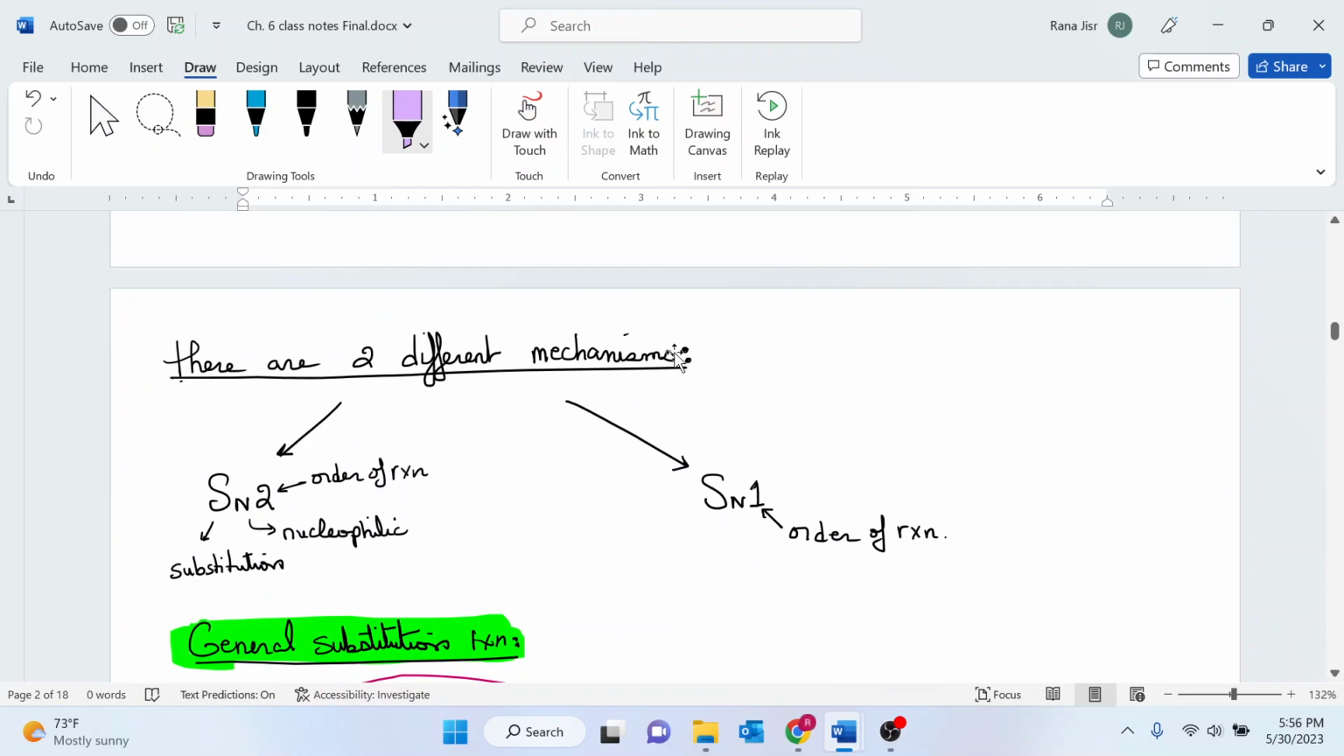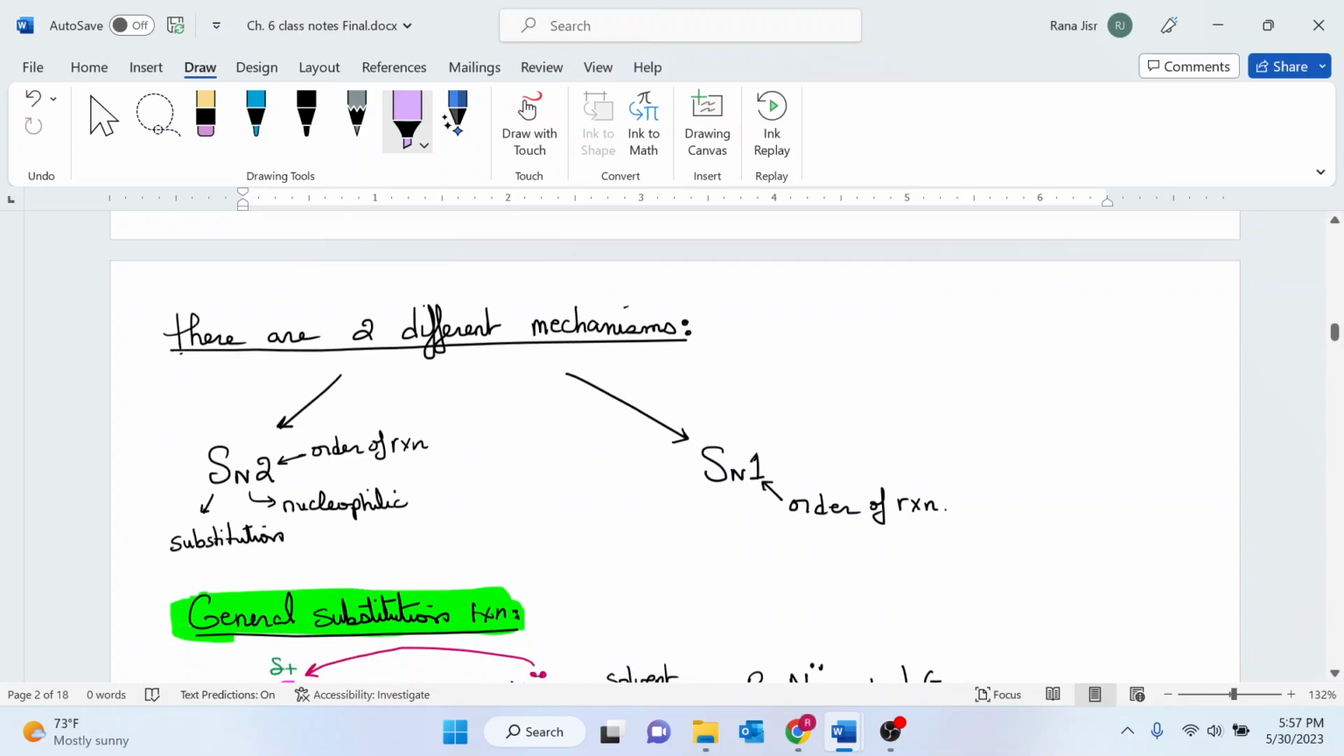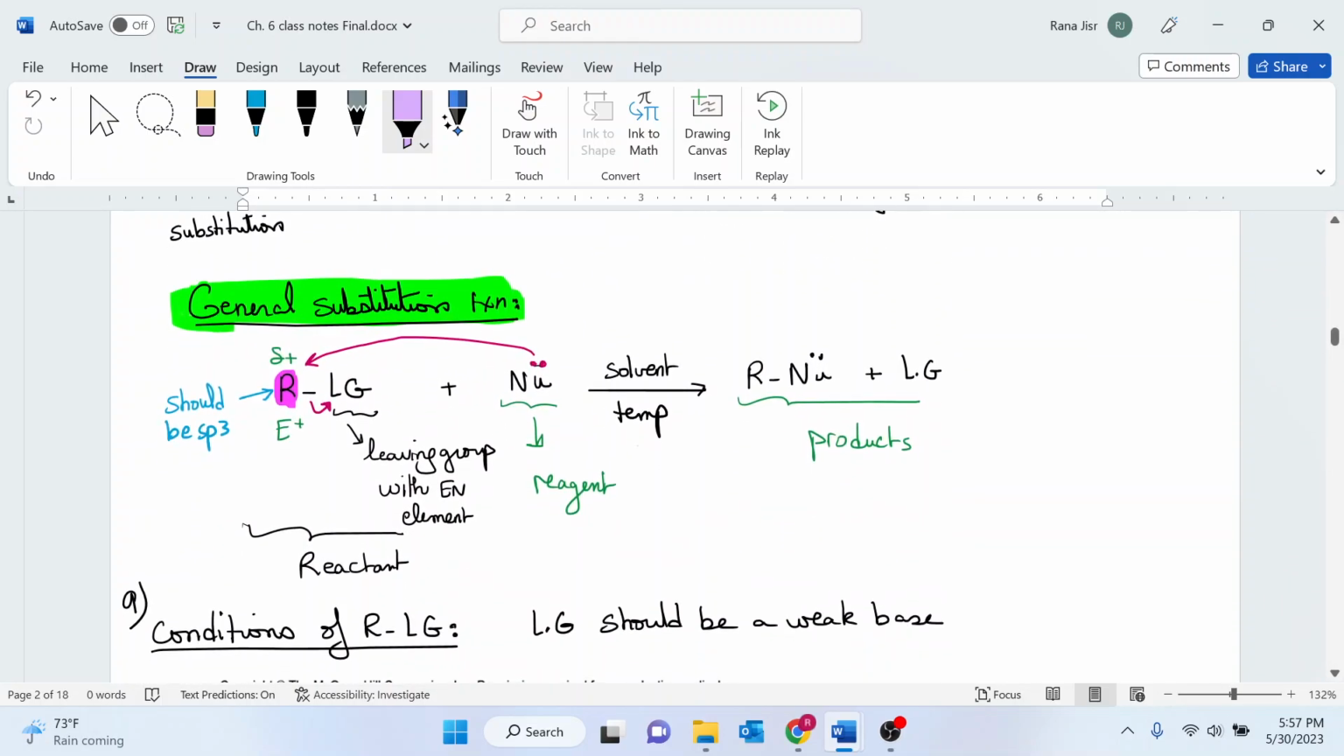There are two different mechanisms, and each of these mechanisms goes by its own rules. S stands for substitution, N stands for nucleophilic, and 2 and 1 stand for the order of the reaction. The general reaction involves a reactant, a reagent, a solvent, and the reaction conditions, if they are present, and then of course the product.